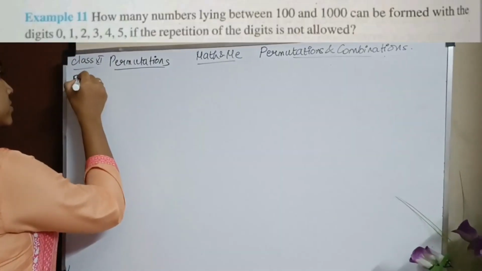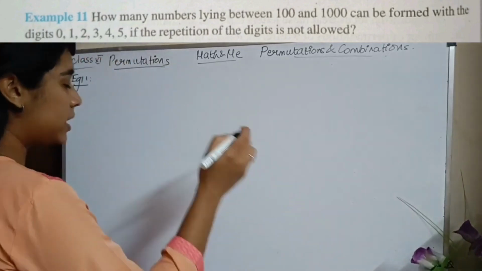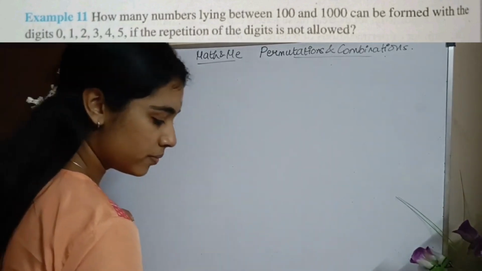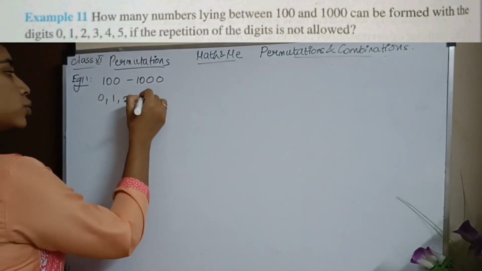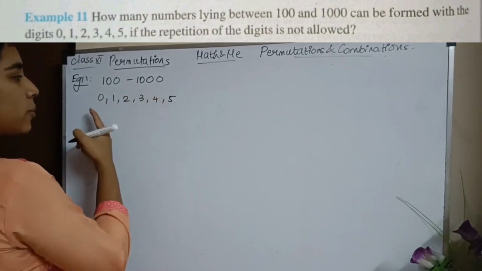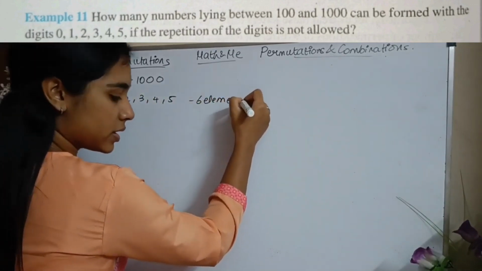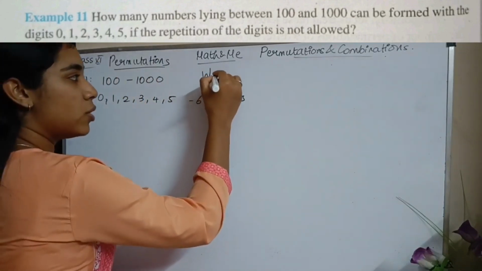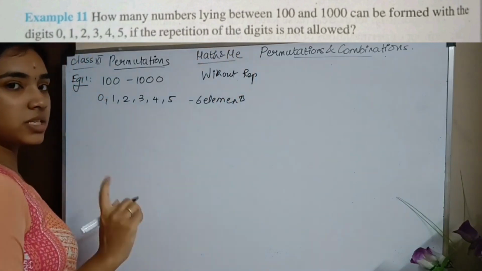Example 11. How many numbers lying between 100 and 1000 can be formed using the digits 0, 1, 2, 3, 4 and 5, if the repetition of digits is not allowed? So how many elements do you have? 1, 2, 3, 4, 5, 6 elements. Okay? So without repetition. Okay? So the repetition is not allowed.